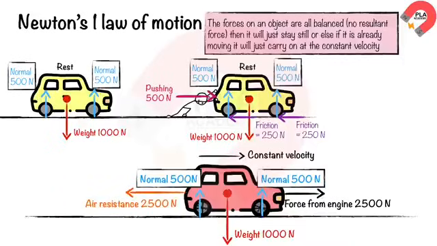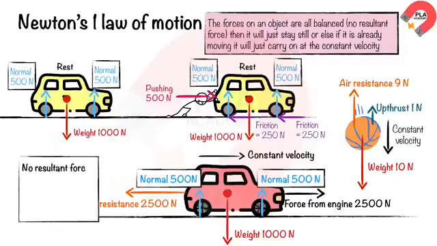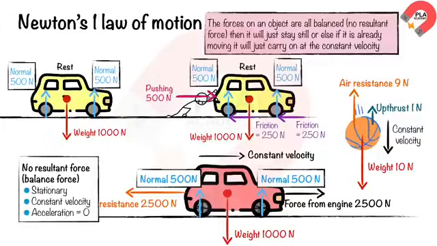When a ball is falling down with constant velocity, the forces on it must be balanced. The downward weight, 10 newtons, is balanced with the total upward upthrust, 1 newton, and air resistance, 9 newtons. So, we can conclude that when there is no resultant force, or balanced force, the object is stationary or moving with constant velocity, and its acceleration is zero.